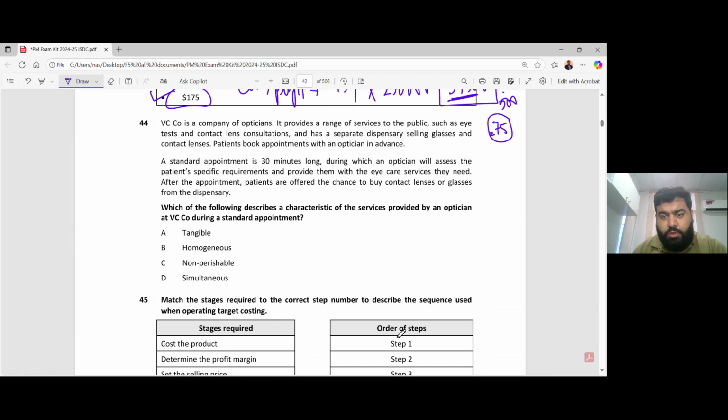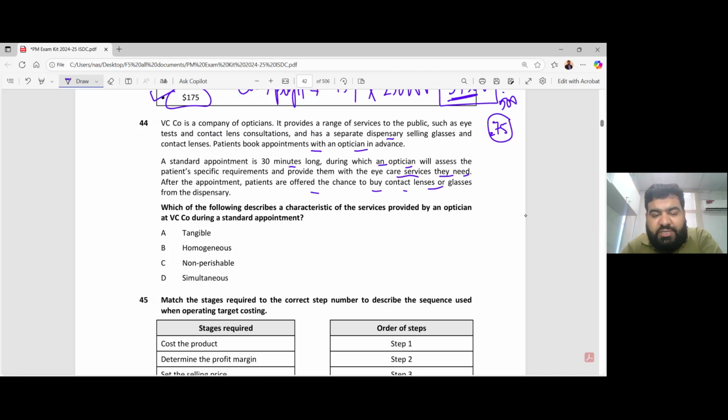Okay, so let's start the next question. VC company is a company of opticians. It provides a range of services to the public such as eye tests and contact lens consultation, and has a separate dispensary selling glasses and contact lenses. Patients book appointments with an optician in advance. The standard appointment is 30 minutes long, during which an optician will assess the patient's specific requirements and provide them with the eye care services they need. After the appointment, patients are offered the chance to buy contact lenses or glasses from the dispensary.